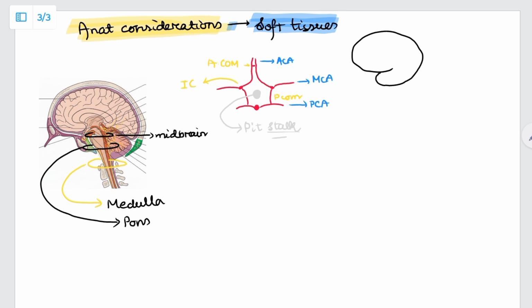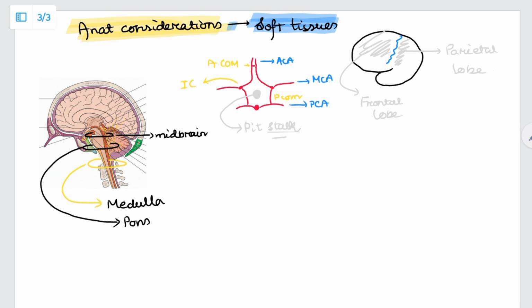Now, the third consideration is that the cerebrum is divided into the frontal lobe and the parietal lobe by the central sulcus. So this portion is the frontal lobe and this is the parietal lobe.